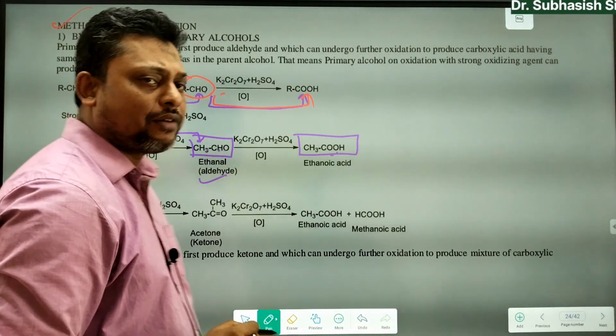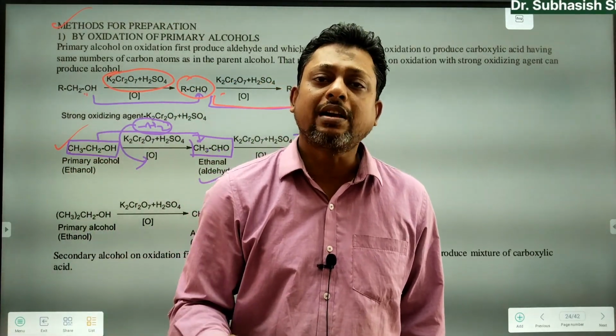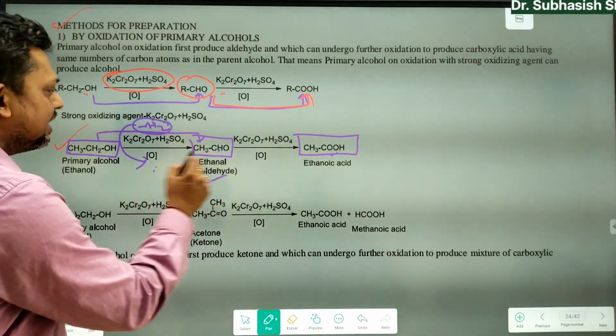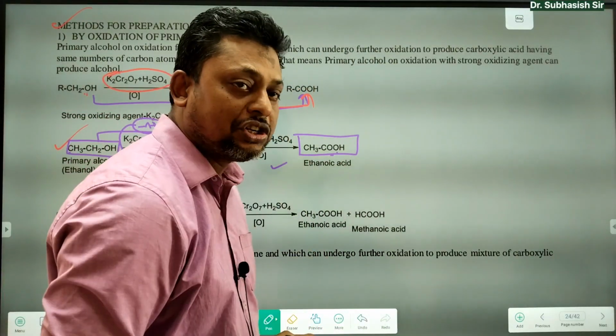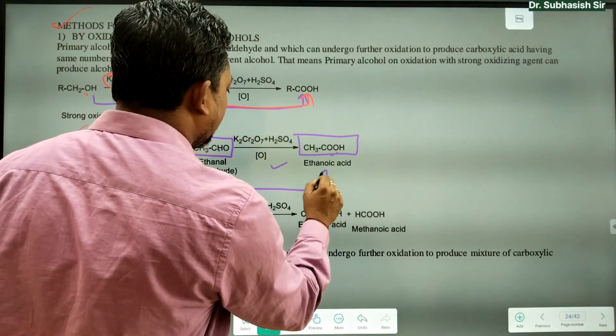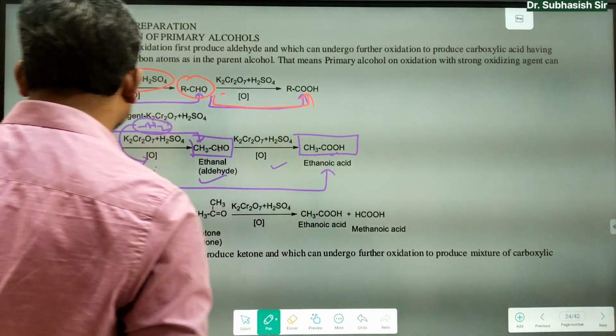So either removal of hydrogen or addition of oxygen, both are oxidation, right? In the first step there is a removal of hydrogen, in the second step there is addition of oxygen. So oxidation takes place to form carboxylic acid if you use a strong oxidizing agent.